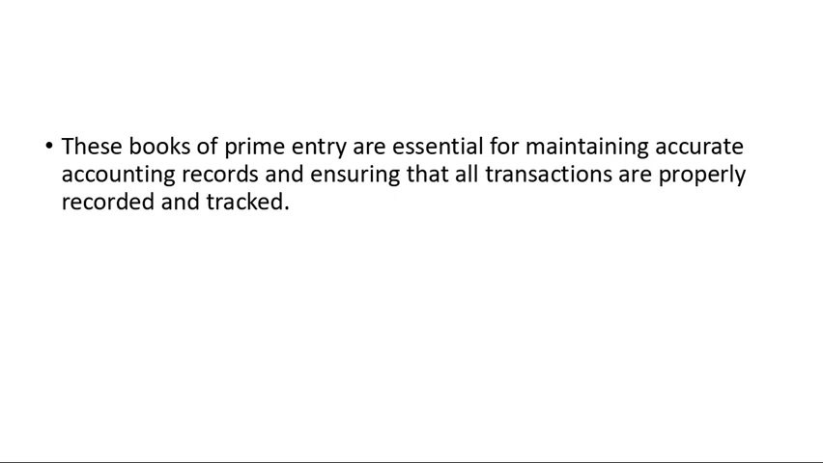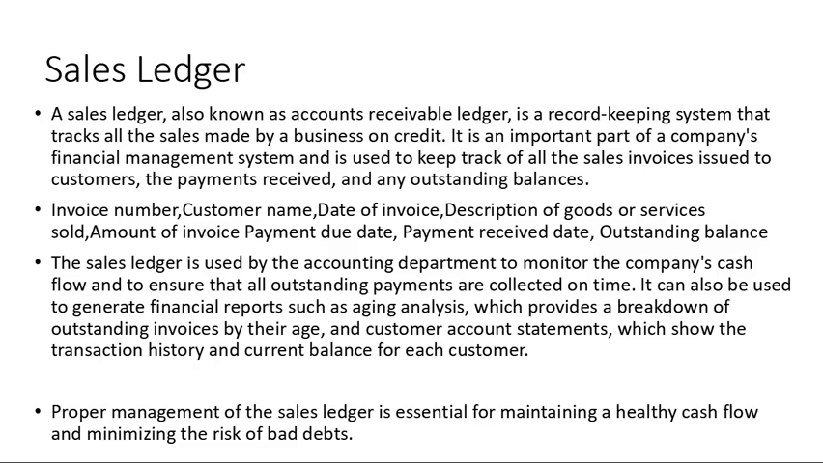These books of prime entry are essential for maintaining accurate accounting records and ensuring that all transactions are properly recorded and tracked. Now we discuss the types of ledgers. The first type of ledger is called sales ledger. A sales ledger, also known as the accounts receivable ledger, is a record keeping system that tracks all sales made by the business on credit. So in the sales ledger, we generally prepare the accounts of accounts receivable or debtors.